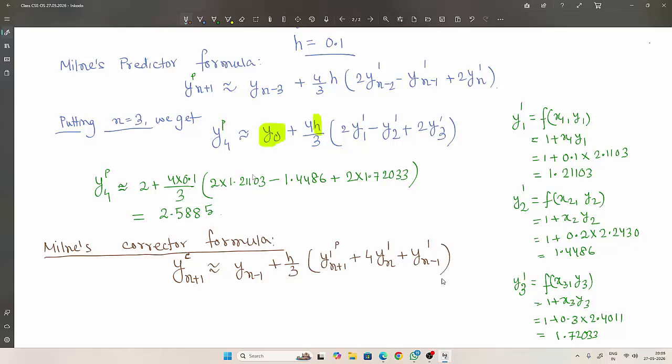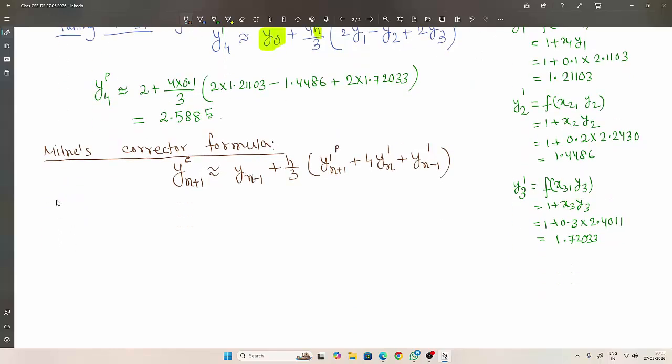Clear? Now in the same formula put n equal to 3. Similarly the same method here we will apply. So putting n equal to 3, what we are getting here? y4 correction value, that is y2 then plus h by 3 into y4 dash at the predicted point plus 4 into y3 prime plus y2 prime.